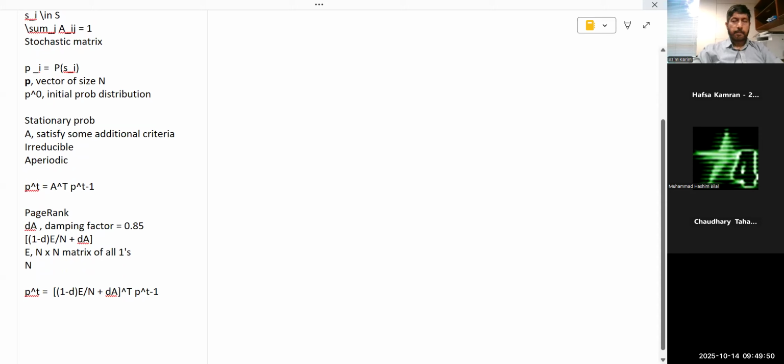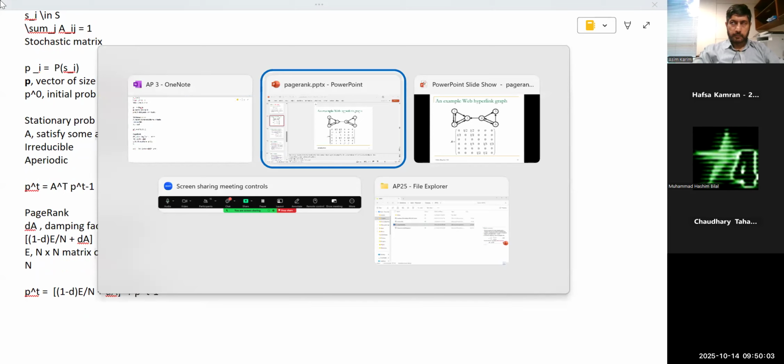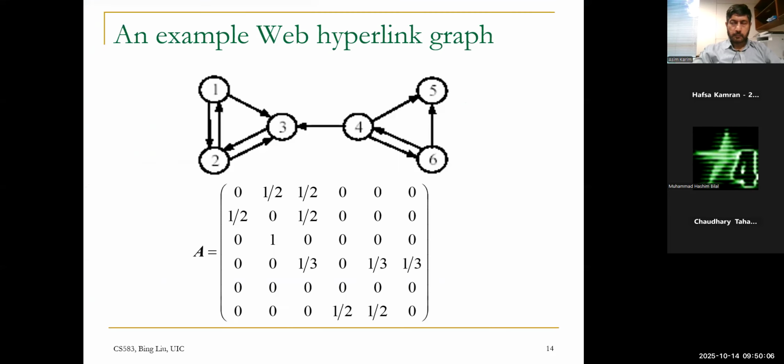So any questions? The stationary probability, if you go back to the graph, the page rank basically is a value that signifies the importance of each page in a web graph, and that importance is basically determined by how other pages link to it.